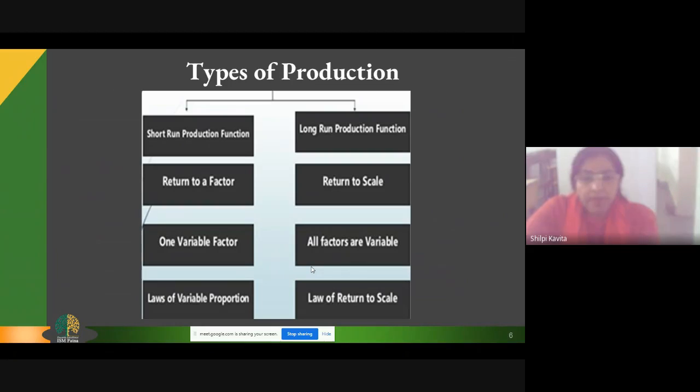In the short run, we see the returns to a factor. A factor is here generally treated as labor. If we change the labor as input, what is its effect on the output? While in the long-run production function, it is returns to scale. All the factors of production are varied, and we see what changes they bring to the scale of production. In the short-run production function, there is only one variable factor, while in the long-run production function, all factors are variable. The short-run production function is known as the law of variable proportion, while the long-run production function is called the law of returns to scale.